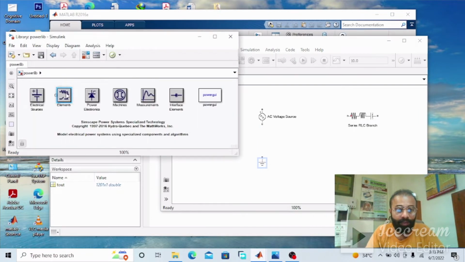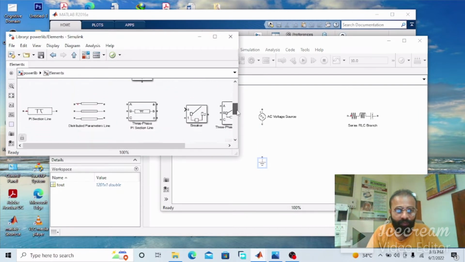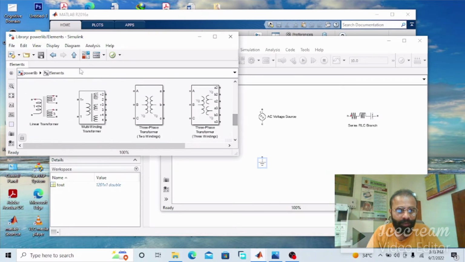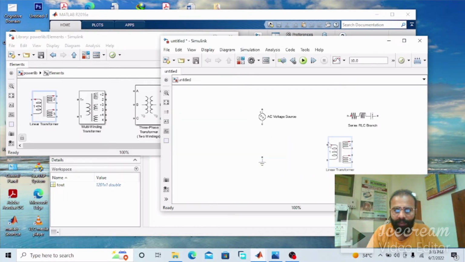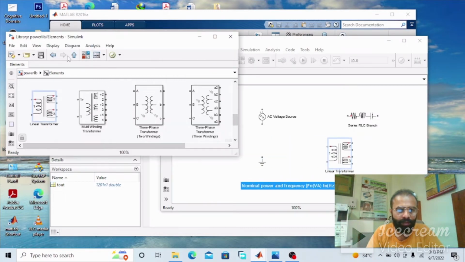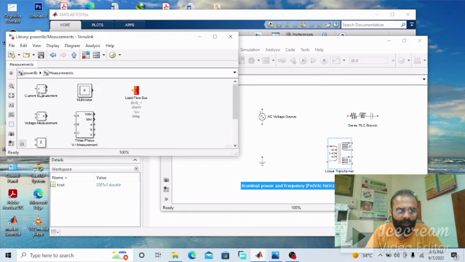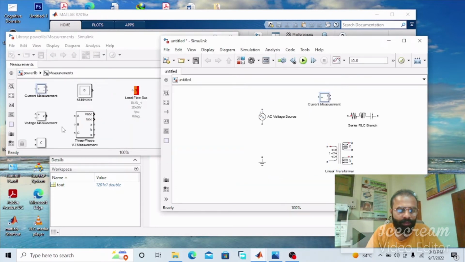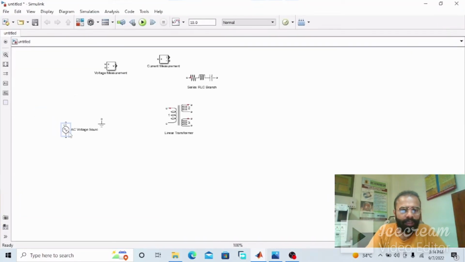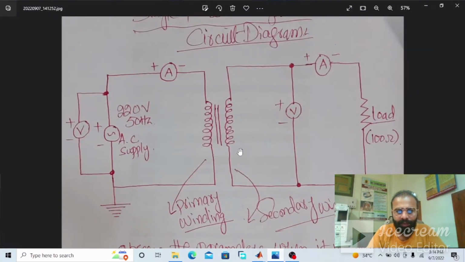And also we need the transformer. You can find the transformer from these elements. This is the linear transformer. You can drag it, and in the measurements we need the current measurement for the measurement of the current, and this will give us the voltage measurement. Now connect the circuit according to this circuit diagram.